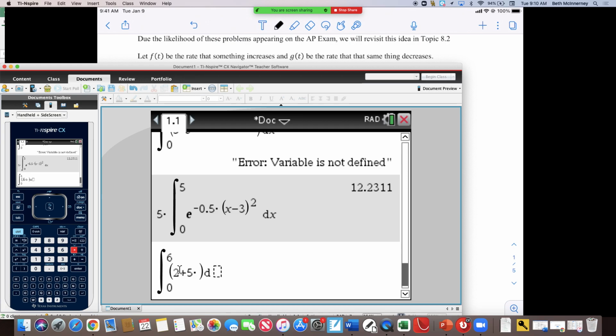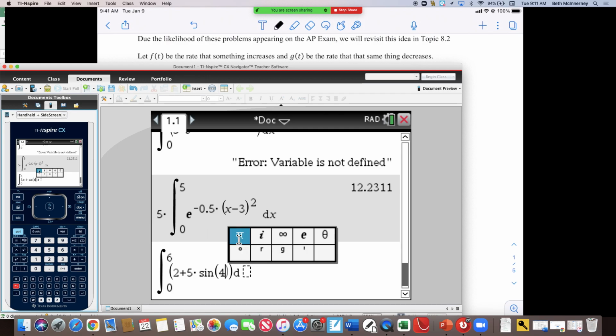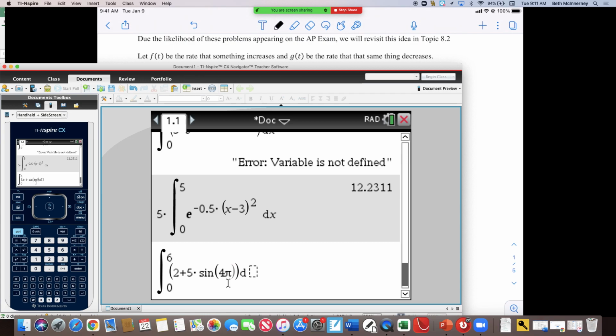Now, I don't know if this happens on your calculators, but if I do 5 sine, I get an error message. It doesn't like that. So I have to put the times the sine, and then you'll do your 4 pi t. We'll see if that, we might get an error. But we'll see. T divided by 25.